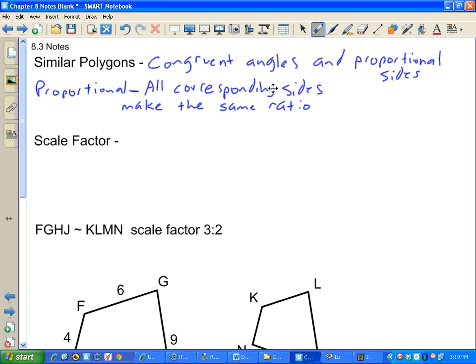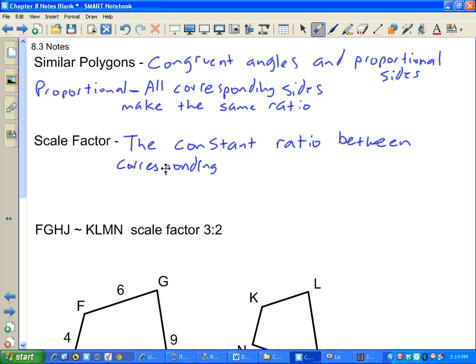Okay, and this ratio that they have is the scale factor. So it's the constant ratio between corresponding sides in similar figures.